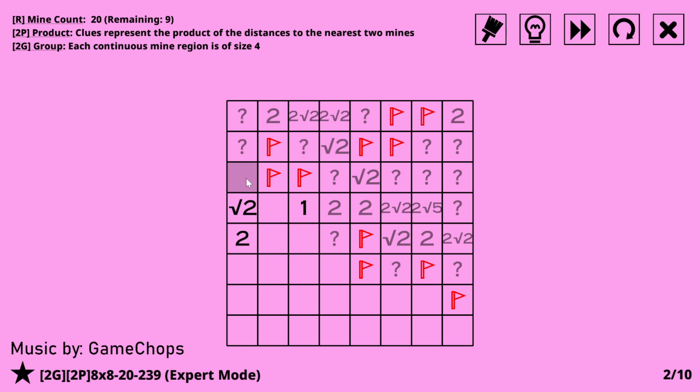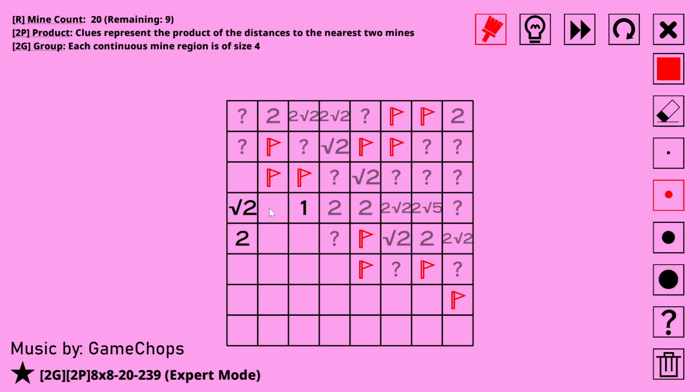We know exactly one of those are mines, which makes sense. I mean, I'll say if this is a mine, does that break? If this is a mine, then none of those are mines. The 2 now requires a root 2 times root 2, which means that's a mine. Oh, I see. There must be some number of mines here then.